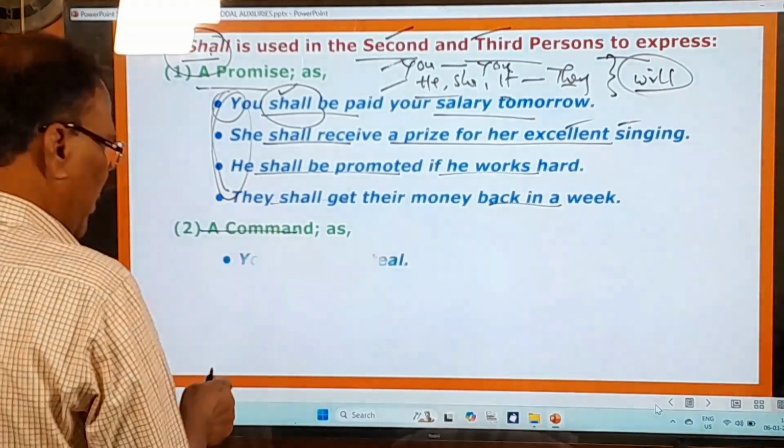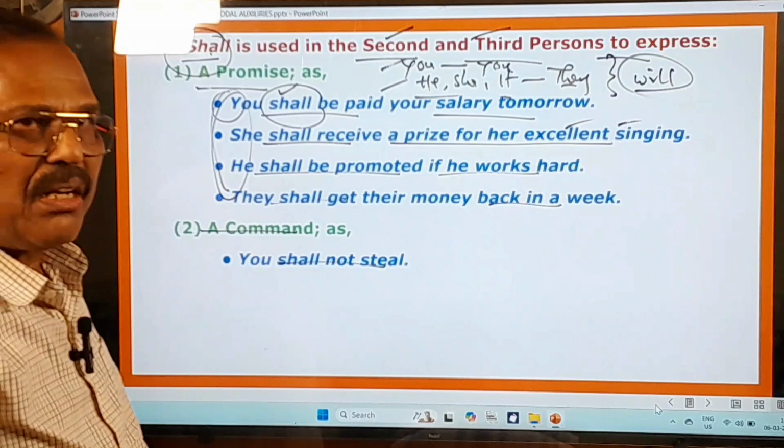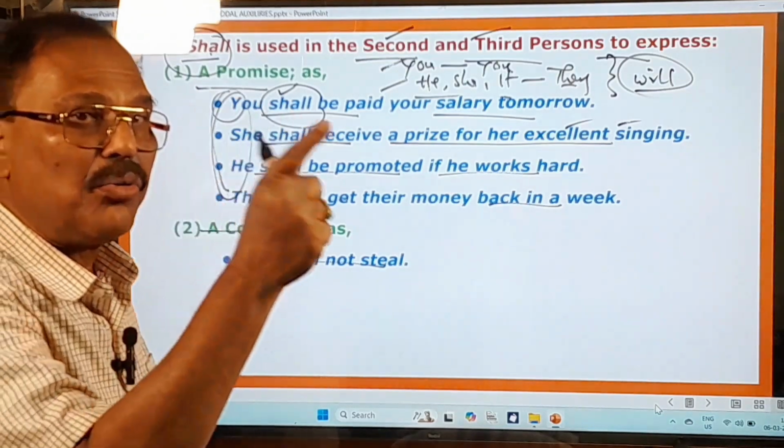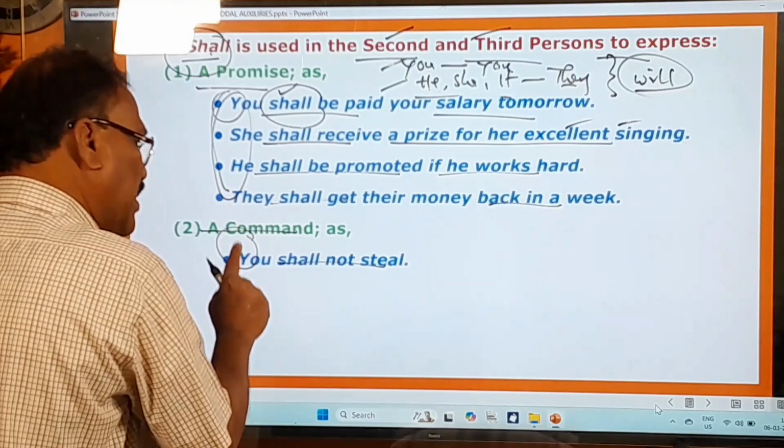How? Here you pay attention. You shall not steal. So it's a command. You shall not steal. See that? So whenever you use shall with the second person, it indicates a command.